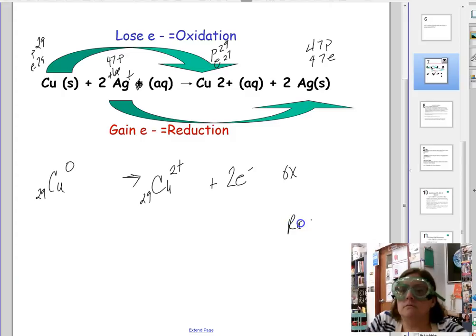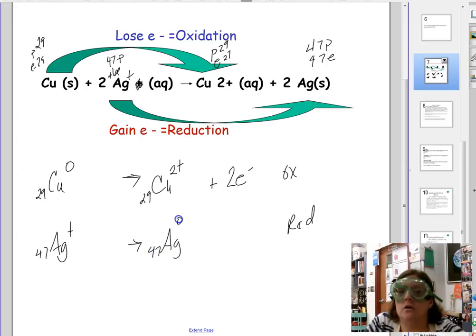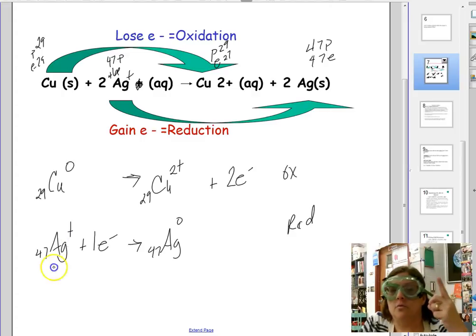Reduction, you've got in the example up there, silver with a +1 charge. Silver has 47 protons. It's only going to have 46 electrons here. It is becoming silver with no charge, so it is gaining an electron. All right, so we have a positive +1. It's gaining 1 electron.